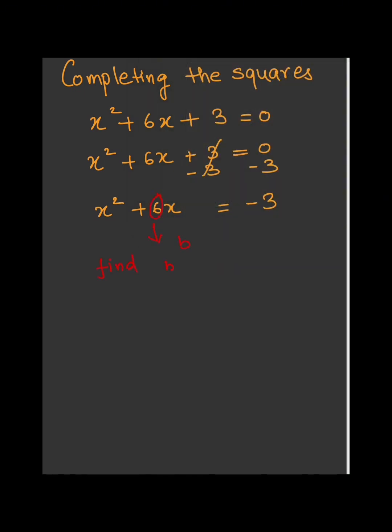After you find the b value, you have to find the square of half of the b value, and add it to both sides of the equation. Here we have x squared plus 6x equals negative 3. So the b value is 6. We will add 6 over 2 whole squared on both sides of this equation.